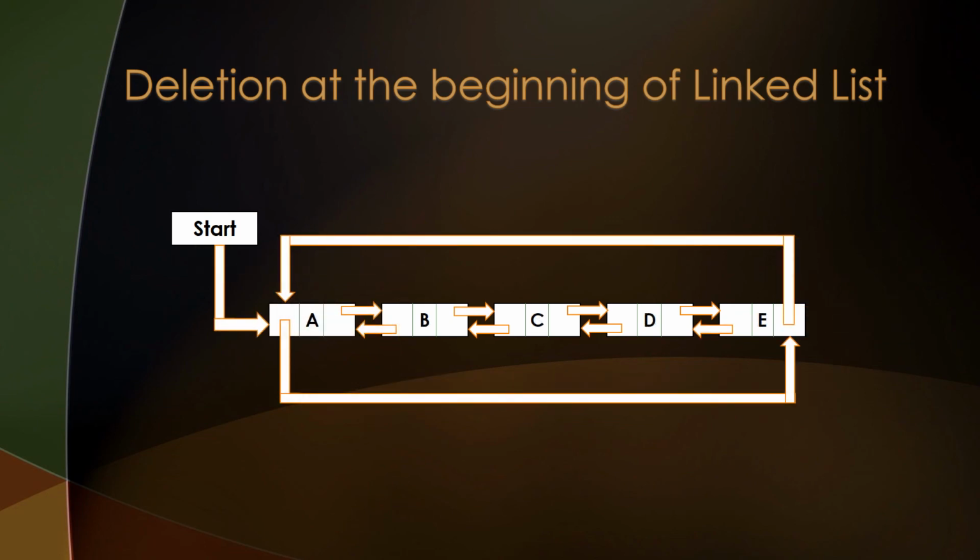Node A is the first node in the linked list now, and the backward pointer of node A now points to the last node of the linked list, that is node E, and the forward pointer of node E now points to the first node of the linked list, that is node A. Similarly, the start pointer now points to the node A of the linked list, since now it is the starting node of the linked list.